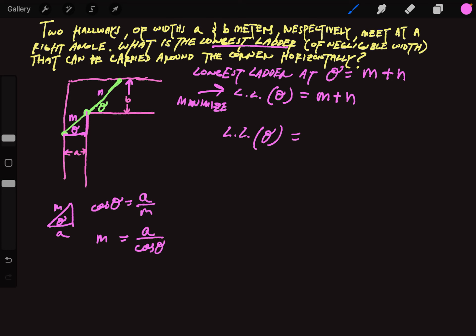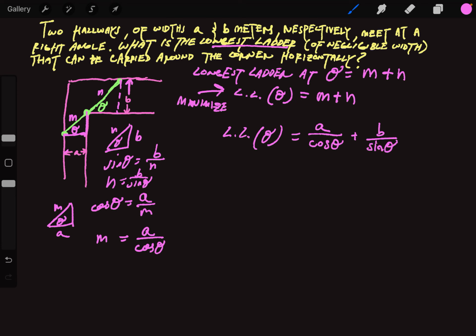And similarly, this length is b. If we look at this triangle, this is b, this is n, this is theta. So sine theta is equal to b over n. And when you solve for n, you get b over sine theta. I substitute these values in here. I get a over cosine theta plus b over sine theta.